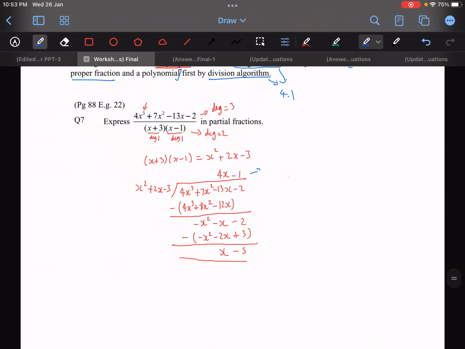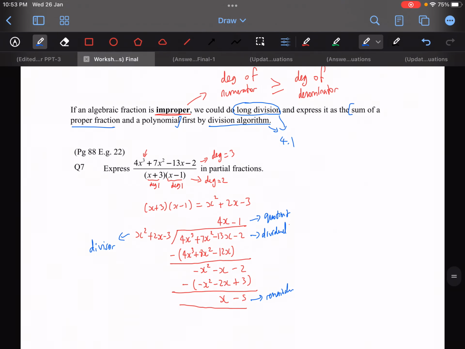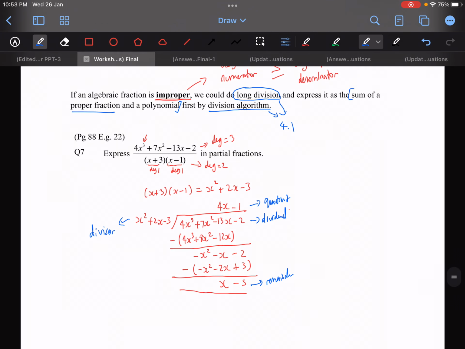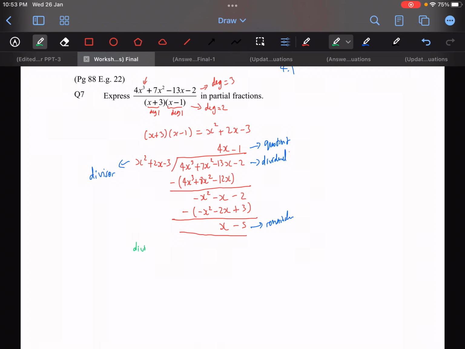And just to remind you, this is called your quotient, this is called your dividend, this is called your remainder, and this is called your divisor. Okay, so now remember, once you have done a long division, the next thing is to express it as a proper fraction and a polynomial using a division algorithm. So what I mean by that is, let's recap our division algorithm. It's dividend equals divisor times quotient plus remainder.